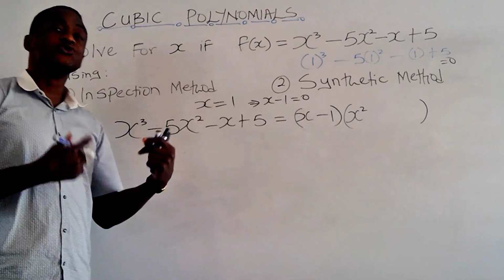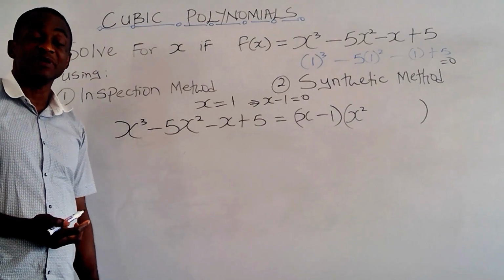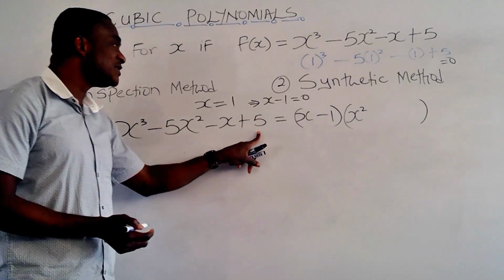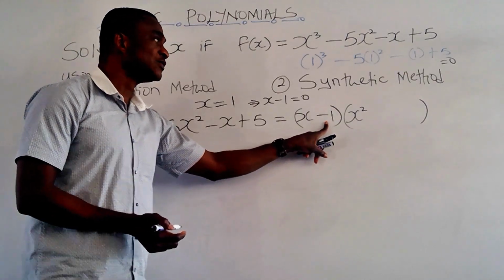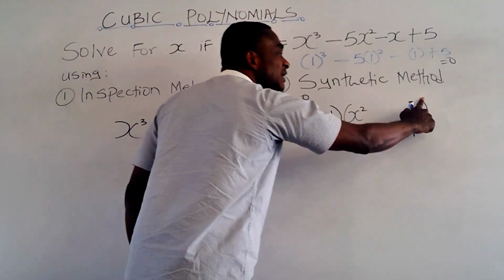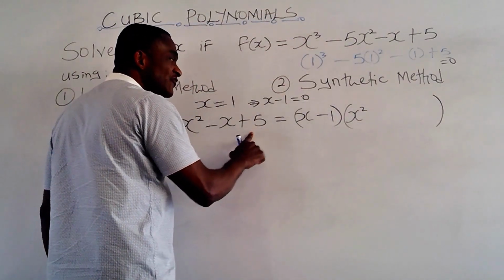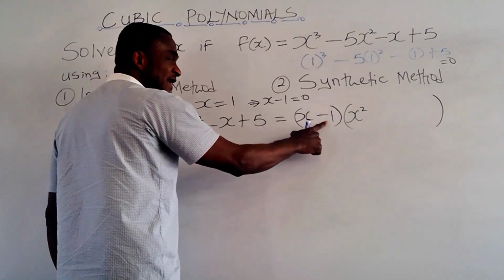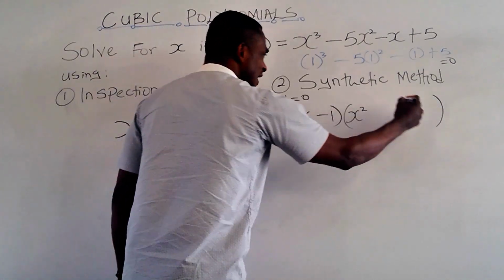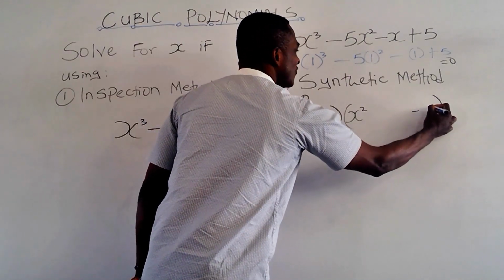And then we'll use what we call the inspection method to get the middle term. Now the last term here is 5. But we have negative 1 here. So to get the last term for the parabolic function as well, we divide what we have here with negative 1. So it's 5 divided by negative 1. That will give us negative 5.